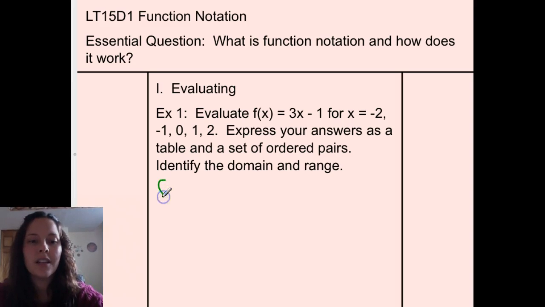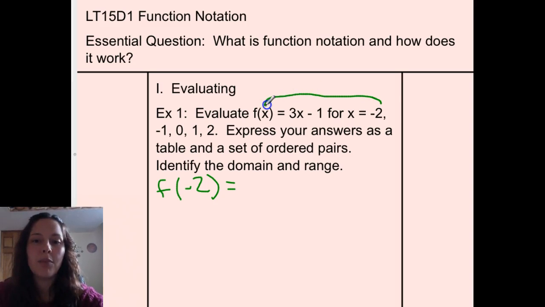So we're going to start by substituting each of those x values into the function for x. So notice I took this x value of -2 and I put it into the function notation for x, which means on the other side of the equal sign I'm also going to substitute that -2 value everywhere there's an x. So we're going to replace our x with -2 and evaluate the function. Order of operations, we'll multiply our 3 by -2 first, and then we'll subtract 1 to get an answer of -7.